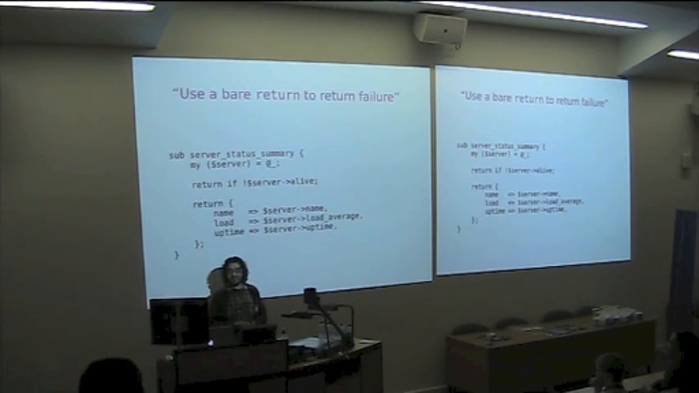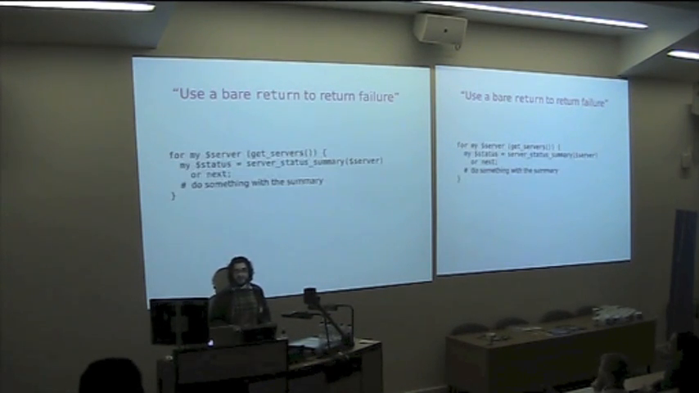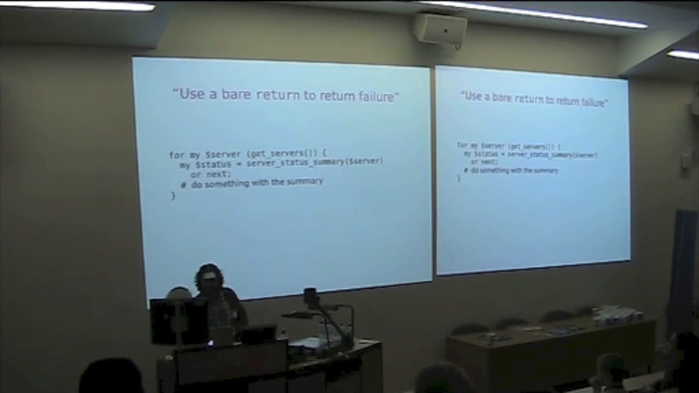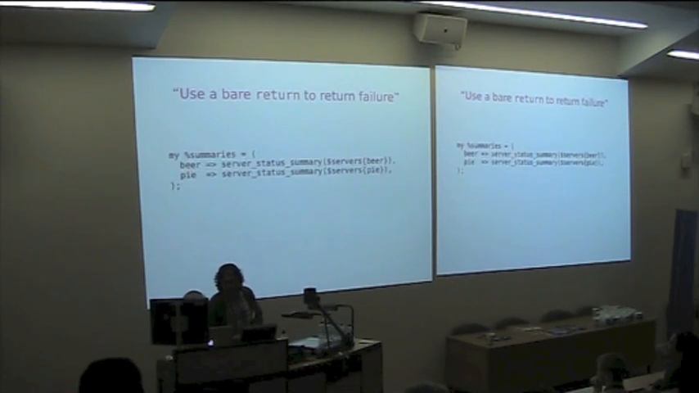So what happens when it gets called? Well, it's all good if you call it in scalar context. If the server's down, bare return gives you an undef, which makes the or next kick in, and we move on to the next. So that's good. But what about if you call it in list context?